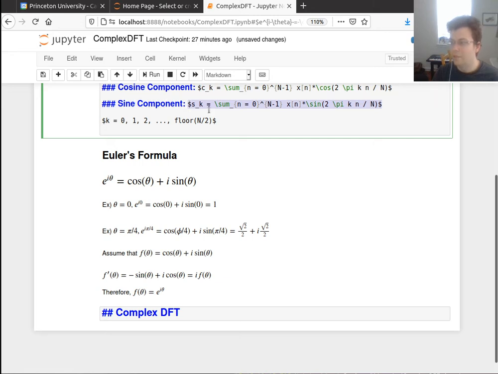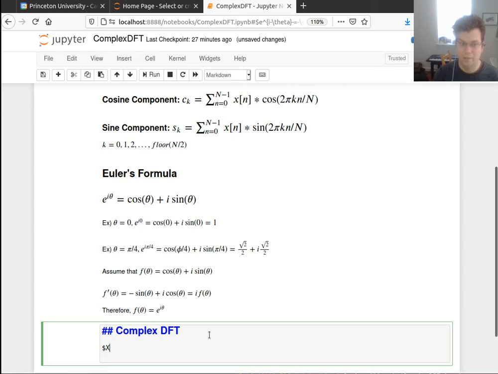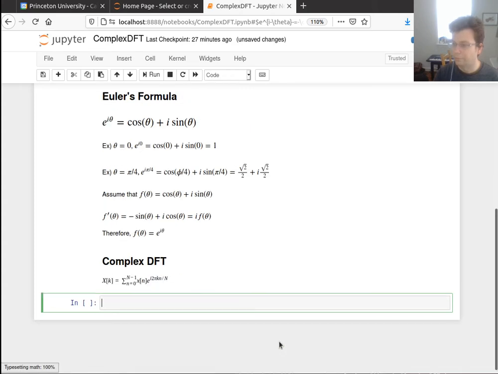Well, then what I can do is take this original equation, and I can say, here's the notation, x at frequency k, so we think of this as an array now. X at frequency k is equal to the sum from n equals 0 to n minus 1 of x of n times, now we're going to do, instead of sine, e raised to the 2 pi k n over n. So I'll say e to the i 2 pi k n over n. So here is the definition.